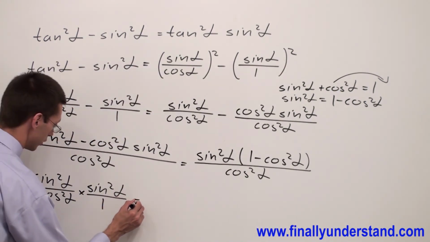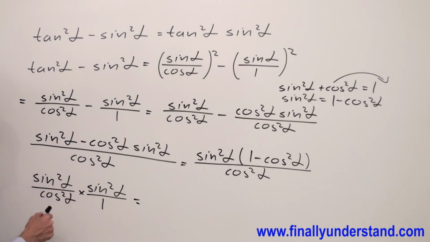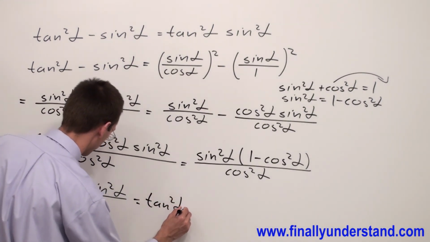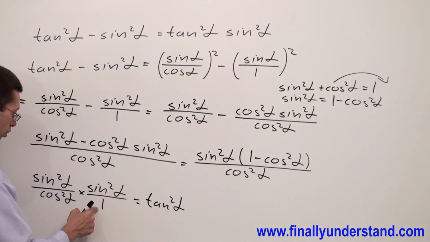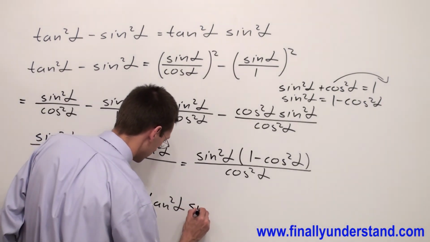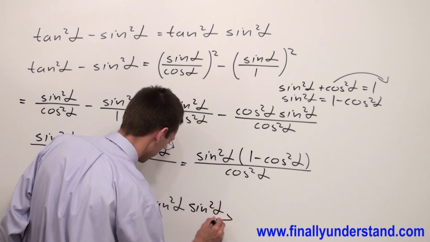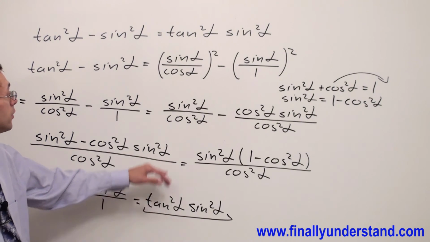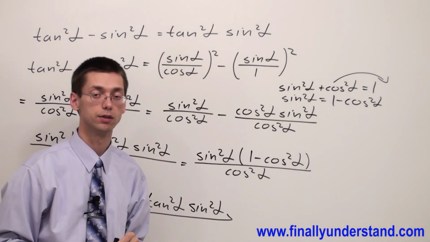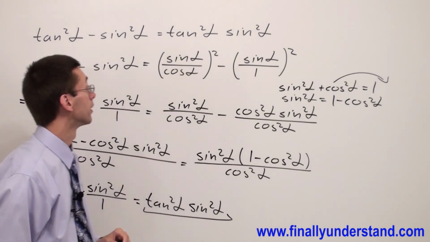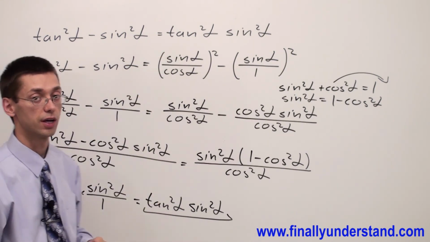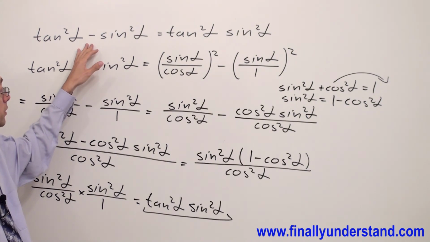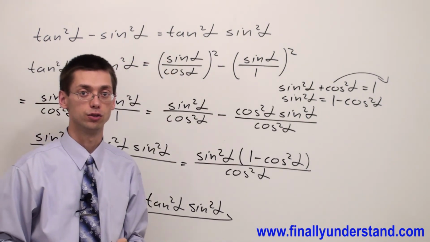And sine square alpha over cosine square alpha gives me tangent square alpha, and sine square alpha over 1 gives me sine square alpha. Now, please take a look at what we have over here and what we have on the right side of the identity. These two expressions are identical, so it means that we proved that the left side of the identity is equal to the right side.